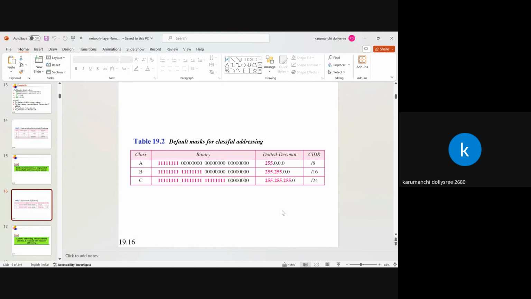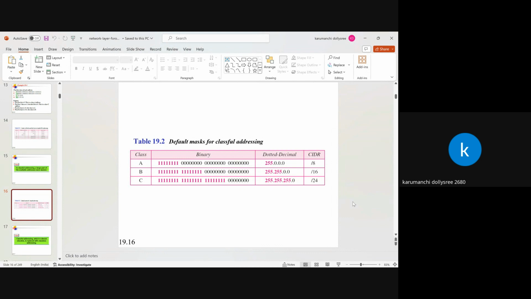Yes or no? So if you see here, they have given CIDR. So what is CIDR? CIDR is nothing but classless inter-domain routing. Here, the first byte contains 8 bits, right? So that is represented here. The first 2 bytes are represented as 16 bits, right? And here the 3 bytes are represented as 24 bits, right? So all this will be classless inter-domain routing.